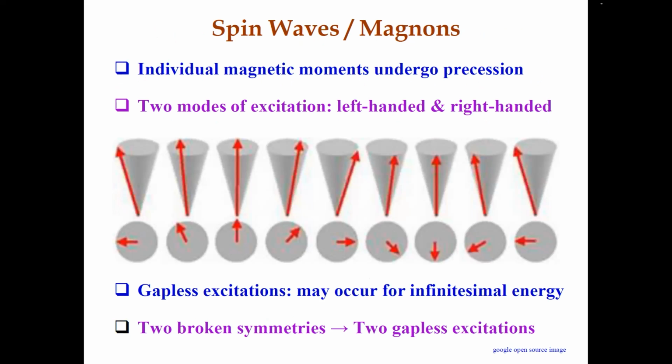Now what happens is that in ferromagnetic material, there exists something called spin waves or magnons. But what are they? The individual magnetic moments can undergo precession like this that you see in this picture, right? They can precess in a left-handed way or a right-handed way. So there are two modes of excitation, right? These are called spin waves, and their quanta are called magnons, and they are gapless excitations. Gapless means you can have this excitation with an infinitesimally small amount of energy. You don't need a finite amount of energy to start this. This can happen even for an infinitesimally small amount of energy, and those are called gapless excitations.